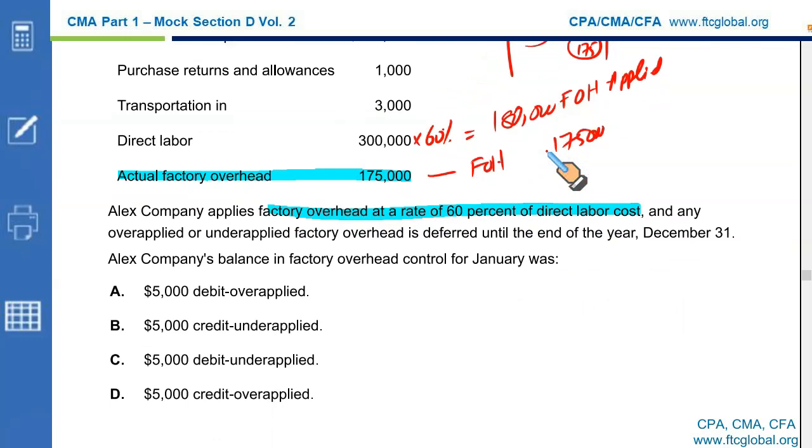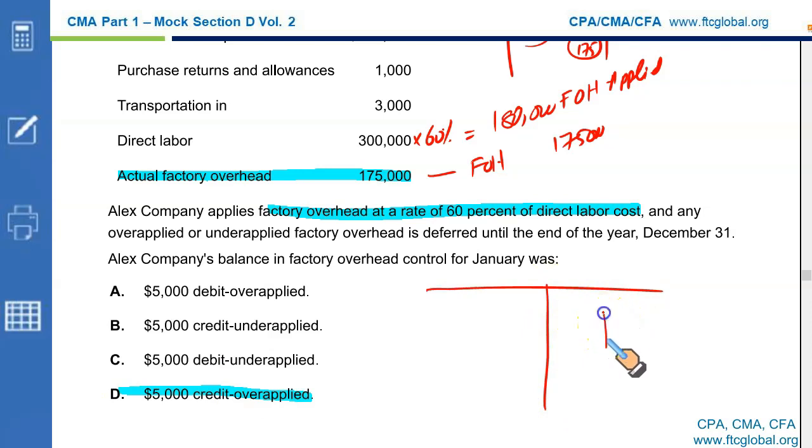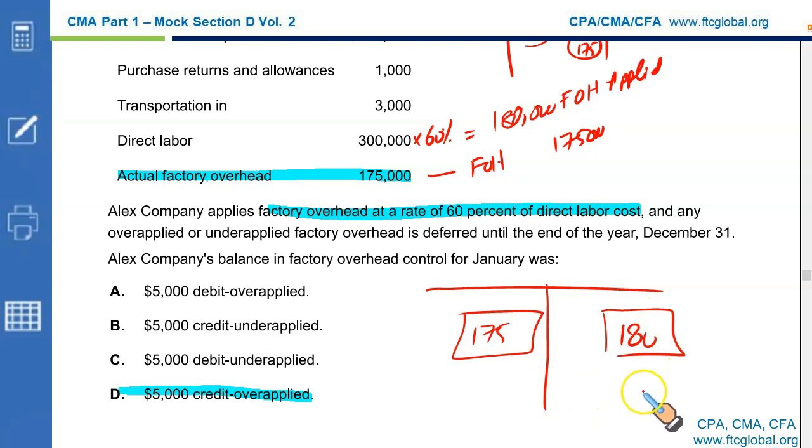The second alternative you may have is to use a single account where applied is shown on the credit side, actual on the debit side. Actual was 175, applied during the period was 180. Eventually you end up with the same answer. You will have a credit balance at the end. Over applied by 5,000 will have a credit balance.